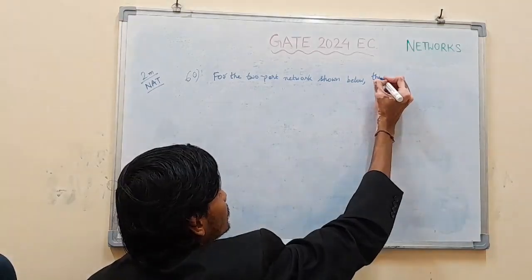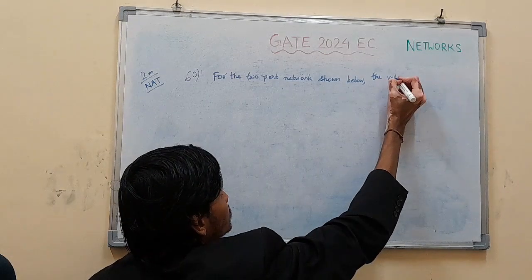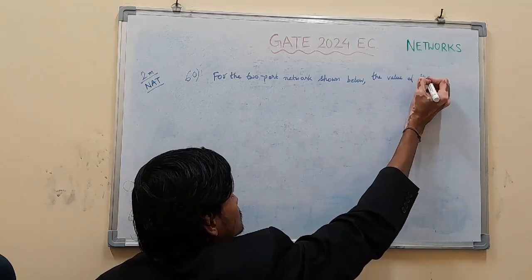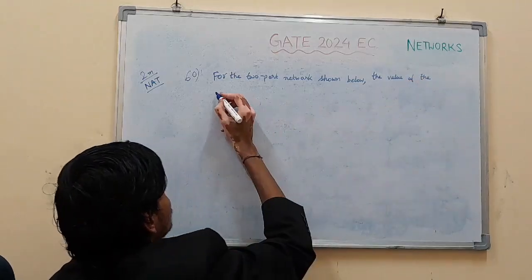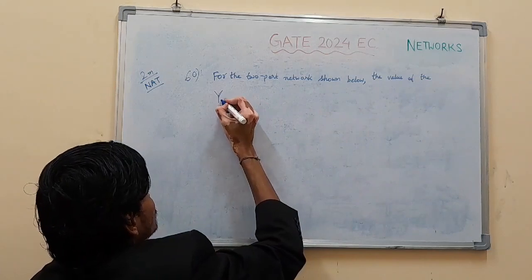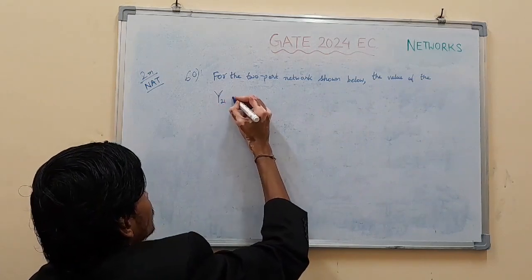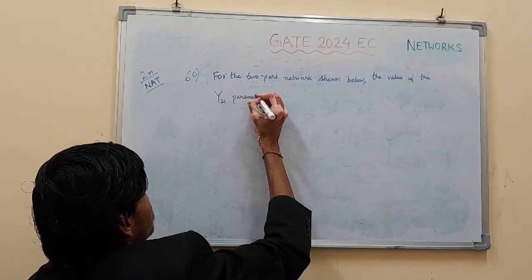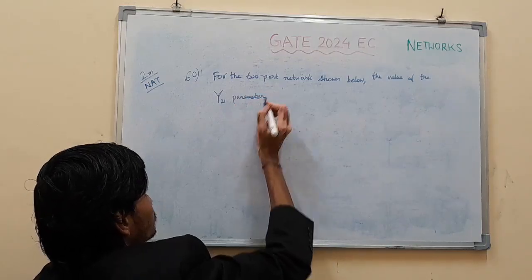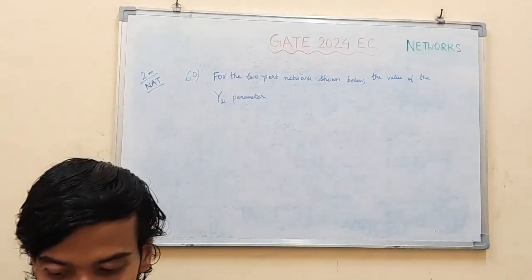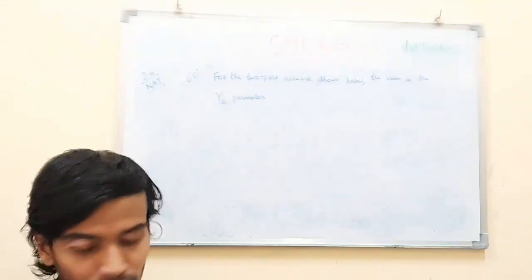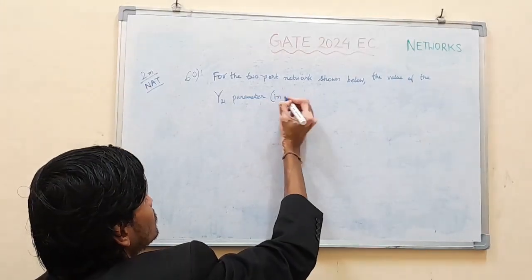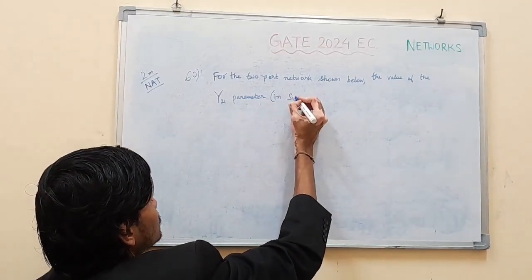Shorting the 50 volt source, the equivalent circuit will look like this: Vx, 2 ohms, another 2 ohms, and this is also Vx. And we are finding the equivalent resistance across this load resistor RL.